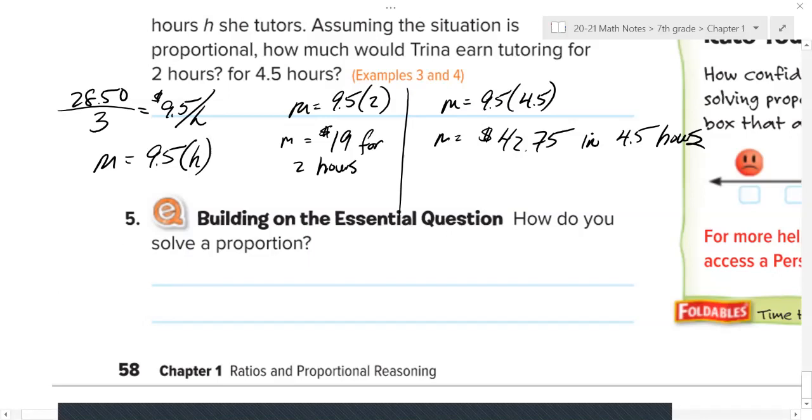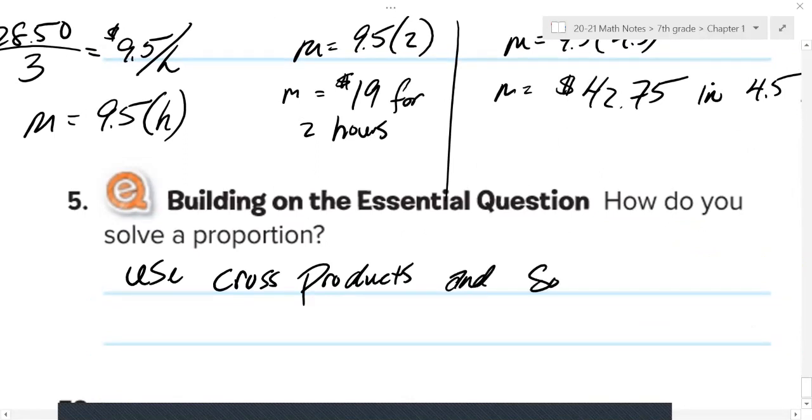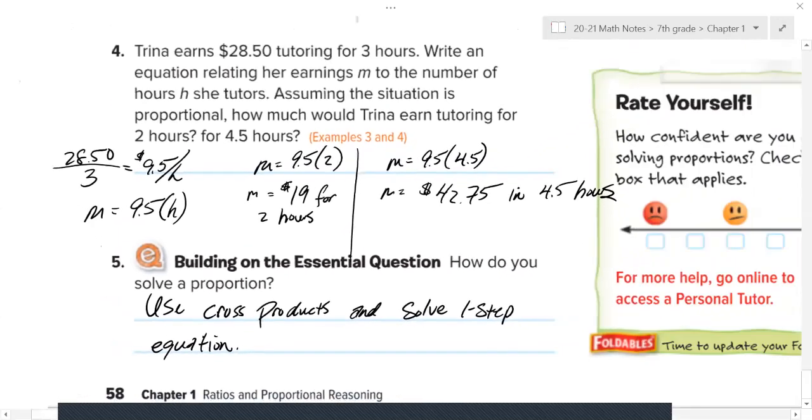So how do you solve a proportion? You use horrible handwriting. Okay, let's try it again. Use cross products and then you solve the one-step equation. And to summarize the last 30 minutes, you just use the cross products and solve the one-step equation. That's what we'll be doing every time. That's what it shows that we did for these guided examples.